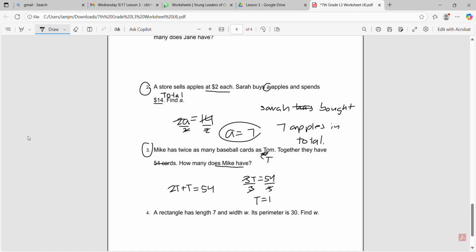We'll get 18. However, this won't be our final answer, since the question is asking for how many Mike has. This is telling us that Tom has 18, but we need Mike. We know Mike has twice as many as Tom, so we just have to multiply the answer by 2, which is 18 times 2 is 36. So Mike has 36 cards. That will be our answer.